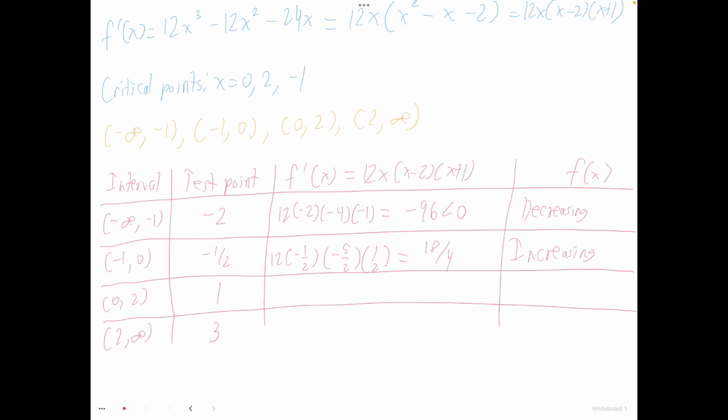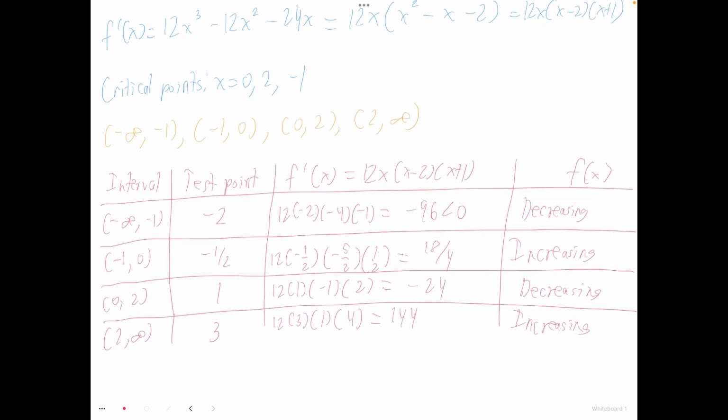Now plugging in 1, we have 12 times 1 times negative 1 times 2. So we get negative 24 out of this, and so we are decreasing on the interval 0 to 2. Now plugging in 3, we have 12 times 3 times 3 minus 2, which is 1, times 3 plus 1, which is 4. And this is 144, which means we are increasing as that is a positive number.